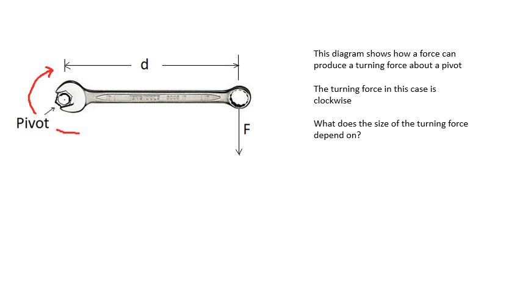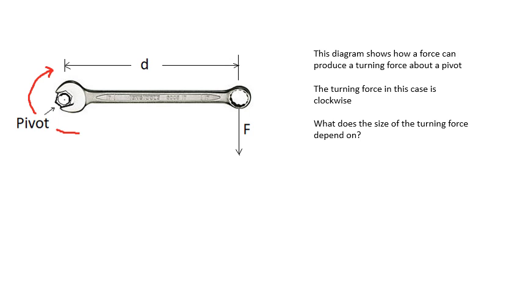Now, this diagram shows how a force can produce a moment. We say that the moment is about a pivot. In other words, the turning force is around a point called the pivot, which in this case is the middle of the nut. And the force F is producing, in this case, a clockwise turning force. So when you push down with a force F, that's going to turn the nut clockwise. So if you want to tighten the nut, this is what you would do.